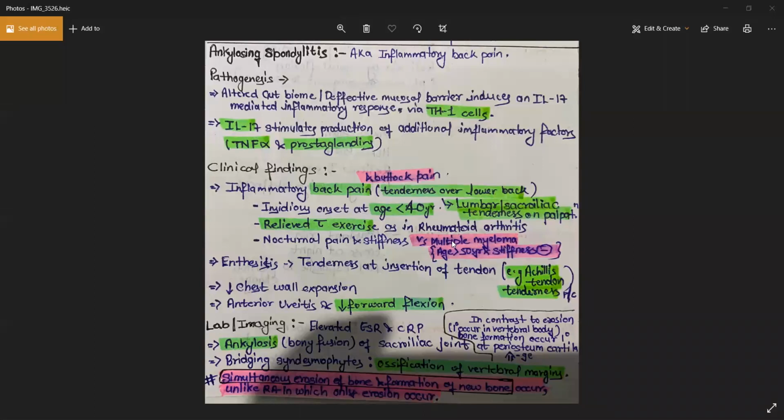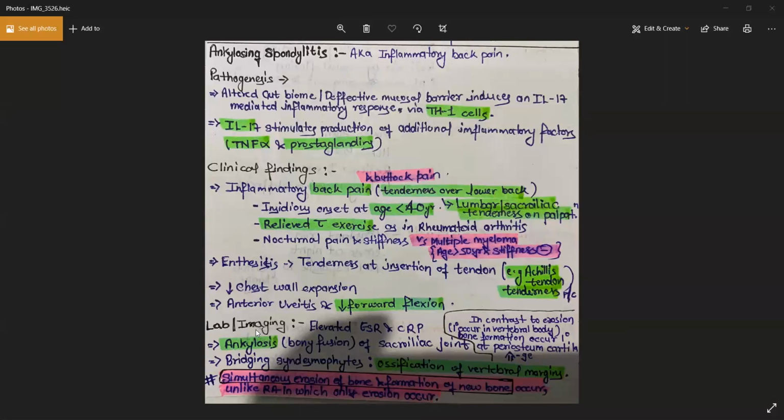Versus in case of multiple myeloma, you will be having a pain in the lower back again, but the patients are of old age and the stiffness will be absent. You will be having a pain at the tender insertion site, and most commonly it is the Achilles tendon, which is at the back of your heel, right? You will be having a reduced chest wall expansion because of thoracic spine involvement. You will be having a decreased forward flexion because of the spine fusion, because of syndesmophyte formation.